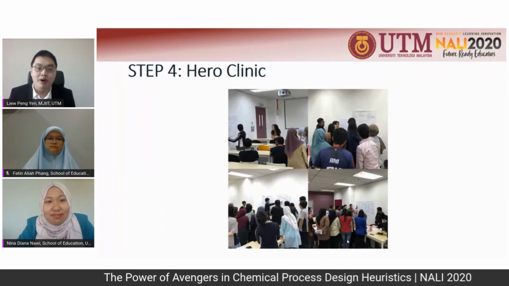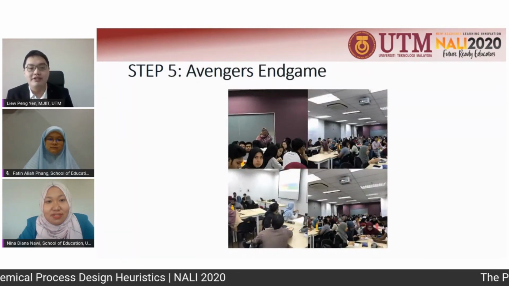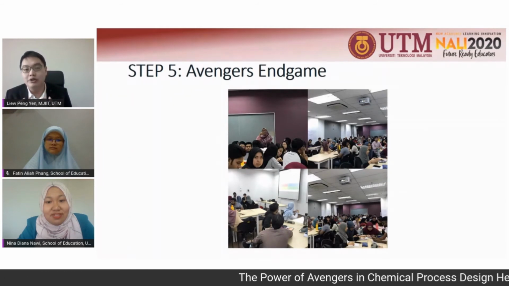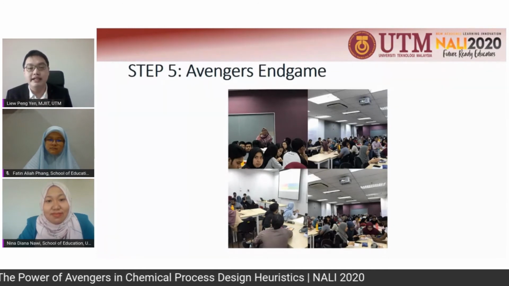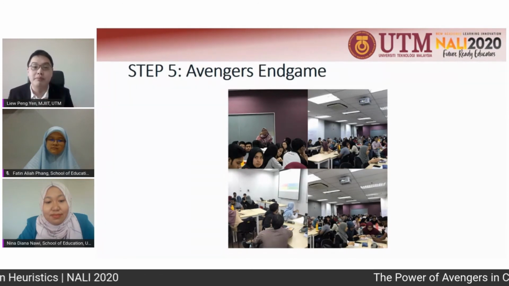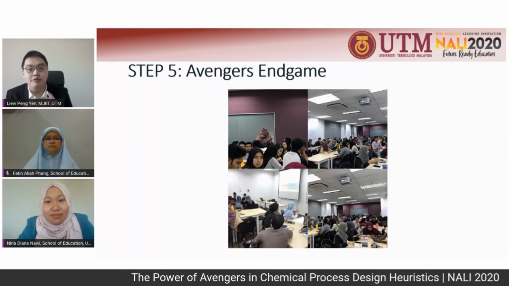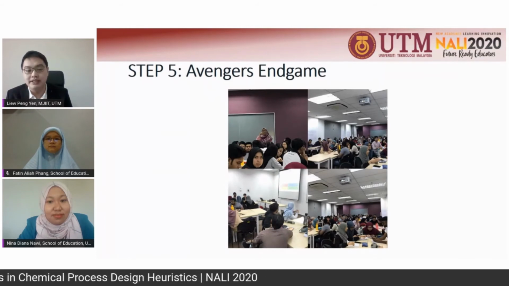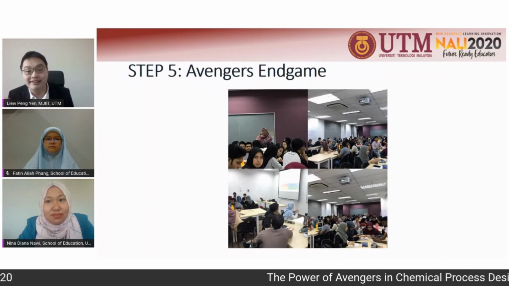And lastly, we have all the Avengers back in the classroom, and we have the Avengers Endgame, which is a quiz on Kahoot. The Kahoot quiz covers all the important topics in the heuristics, where we try to emphasize which are very important, which are not so important, and which are very useful. With this endgame, we also take the opportunity to understand the level of understanding of the students and explain further to them what they are doing right and what they are understanding wrong.